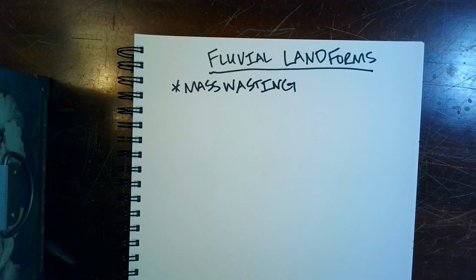Mass wasting is an external earth process where earth, and rock, and soil move downhill under the influence of gravity. Water, slope, earthquakes, and vegetation all play major roles in triggering these movements.